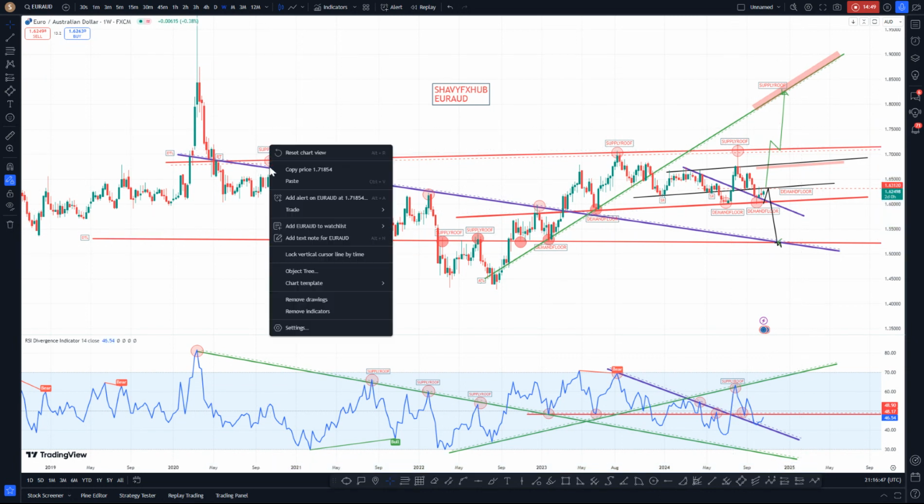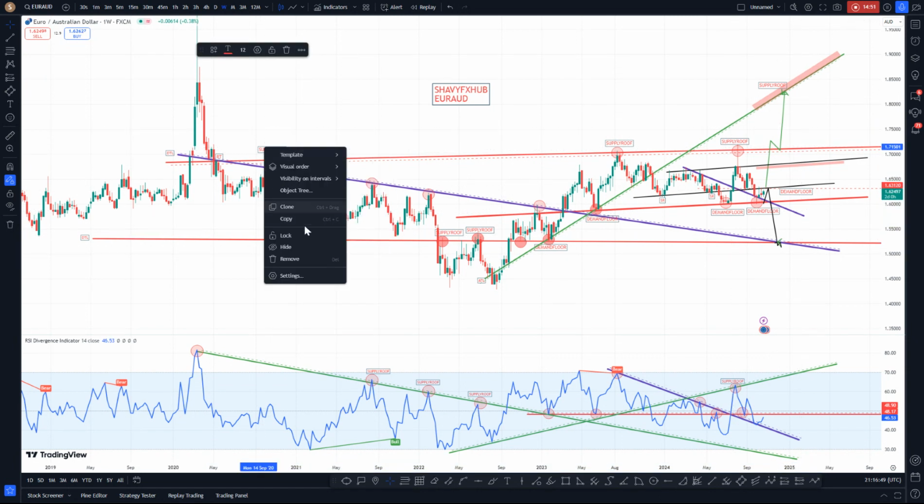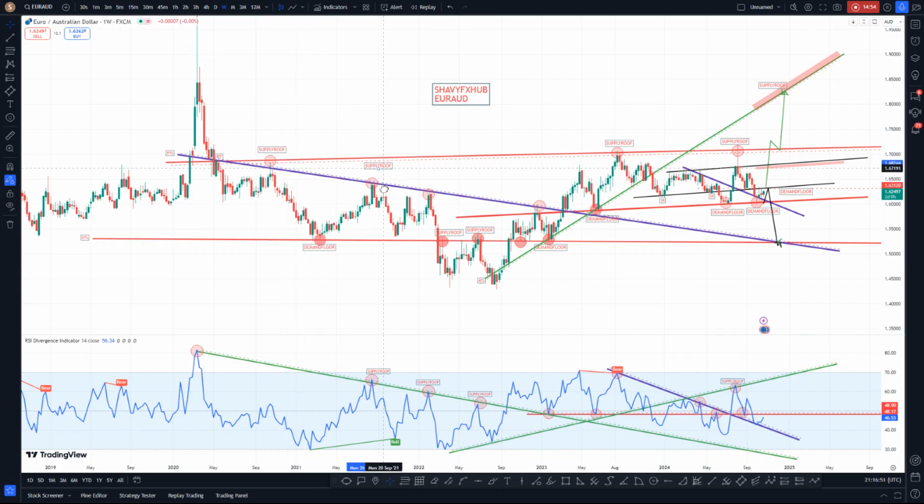These are all supply roof. Long-term supply roof.